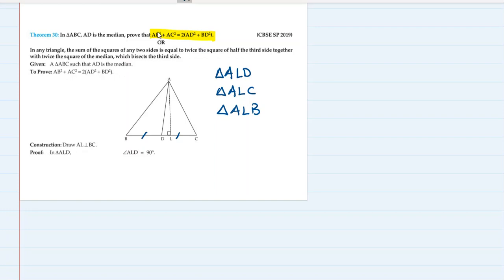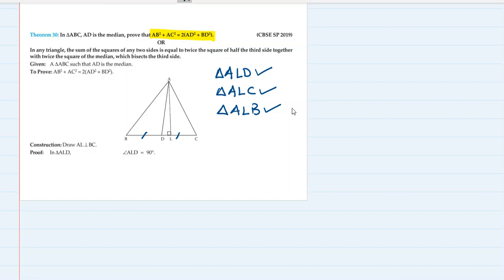There is AB square. Now, can you tell me in which right angle triangle, ALD, ALC or ALB, AB square will come if we apply Pythagoras theorem? Of course, in triangle ALB. AC square will come in triangle ALC. AD square will come in triangle ALD. So, all the three right angle triangles are important. Correct? And we also have BD square, but that will be taken care of.